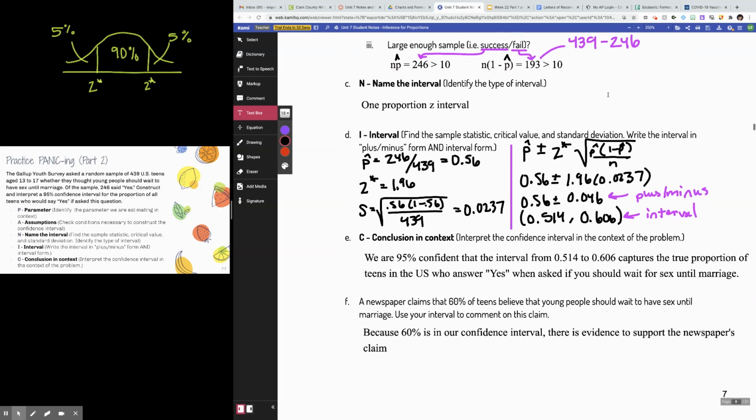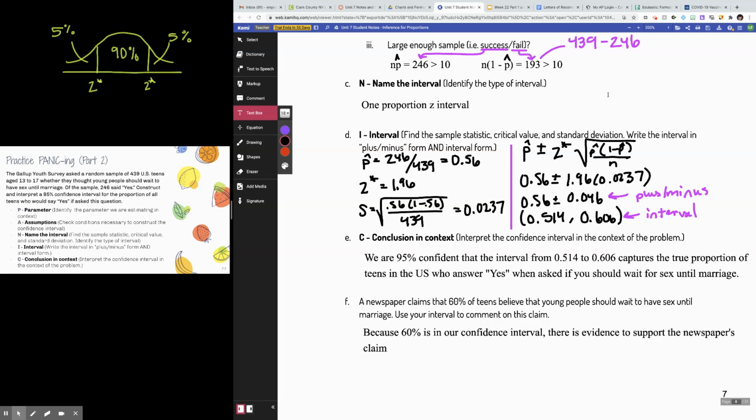Okay, so you've laid the groundwork. Now you've gotten to step 4, the interval. This is where you actually do the math. In order to fill in everything in your formula for the confidence interval, you need P hat, you need Z star, and you need your standard deviation. So P hat is 246 divided by 439, which is 0.56. Z star for 95% is 1.96. Honestly, that's one I would just memorize, because you're going to use it a lot. And then your standard deviation, I have calculated there. I got 0.0237.